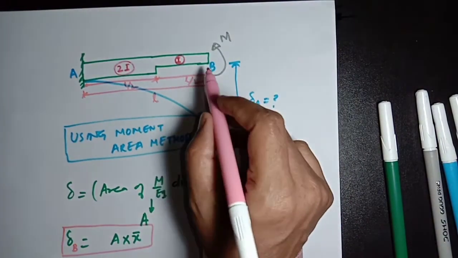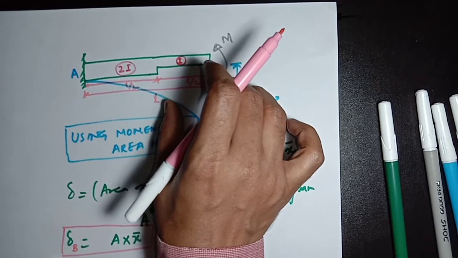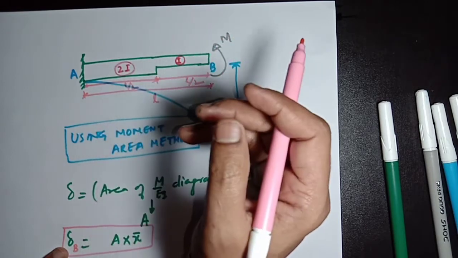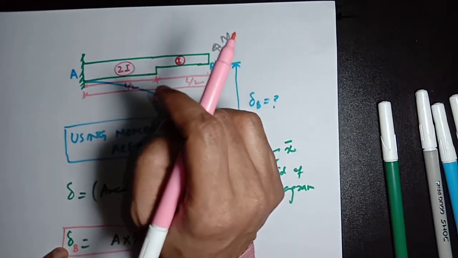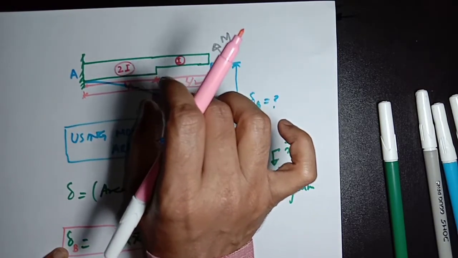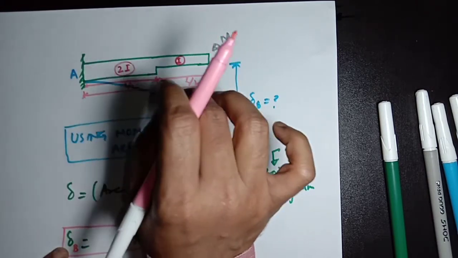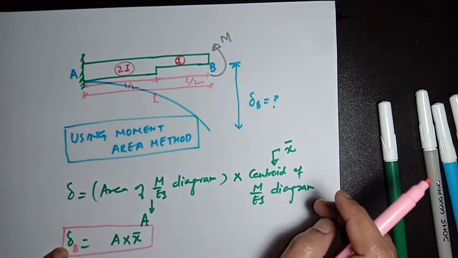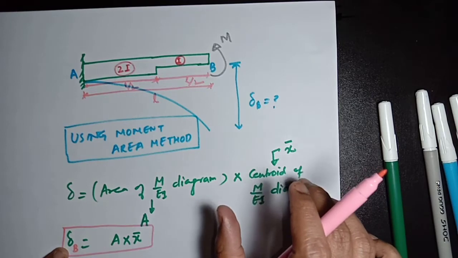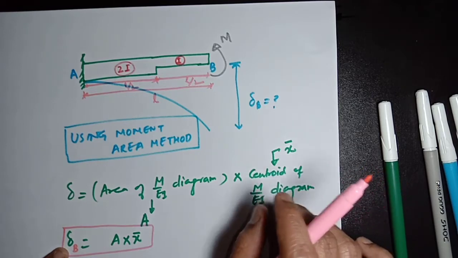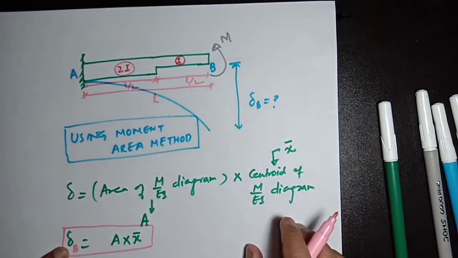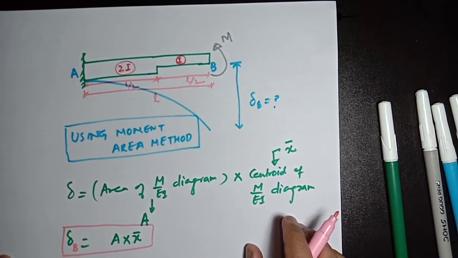First we need to find the bending moment of this beam, which is subjected to a concentrated moment. After that we will find the M over EI diagram. The bending moment at every coordinate of the bending moment diagram will be divided by the EI value of this beam, and after that we will find the area of the M over EI diagram and multiply it with its respective centroid, which will give us the deflection at the tip of this cantilever beam. Now let's find out the bending moment diagram.